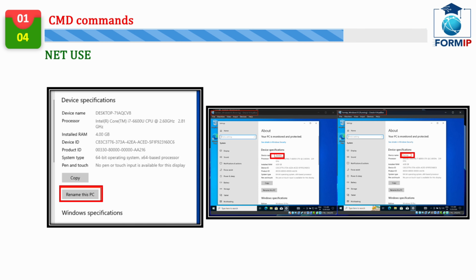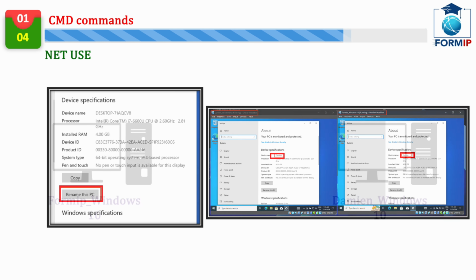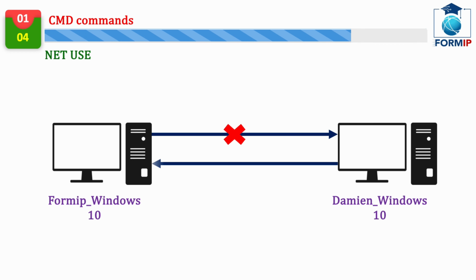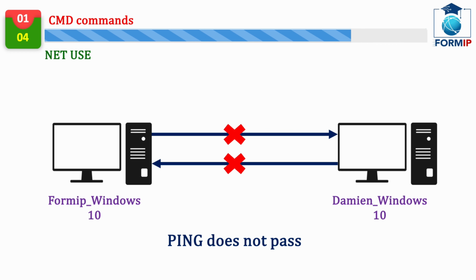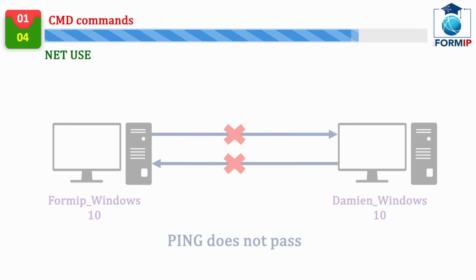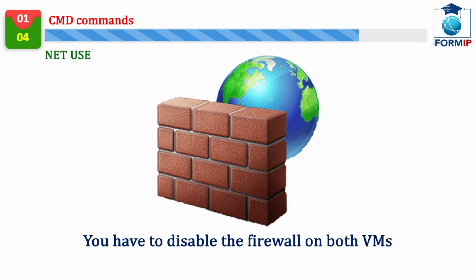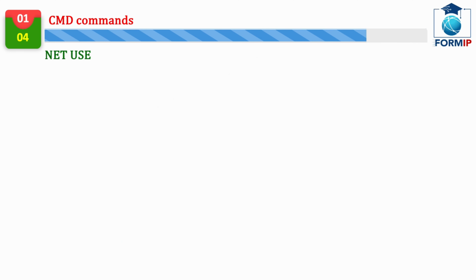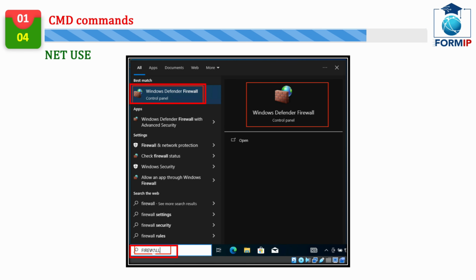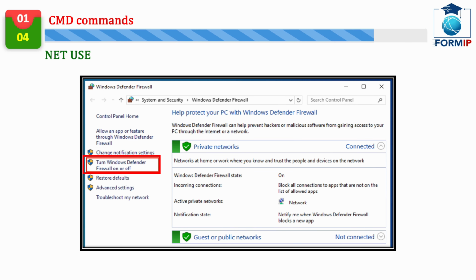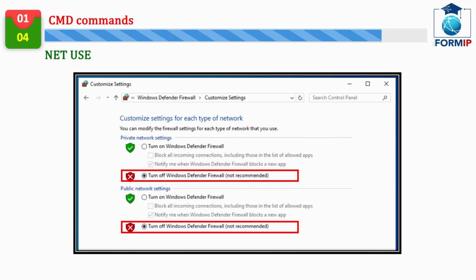Disable Firewall. As it stands, if you try to ping from one VM to another, it shouldn't work. In any case, on my side, it didn't work. I had to disable the firewall on the 2 VMs. Here are the steps to disable the firewall. In the Windows search bar, type Firewall and click on Windows Defender Firewall. Next, click on Enable or Disable Windows Defender Firewall and deactivate it on the 2 VMs.